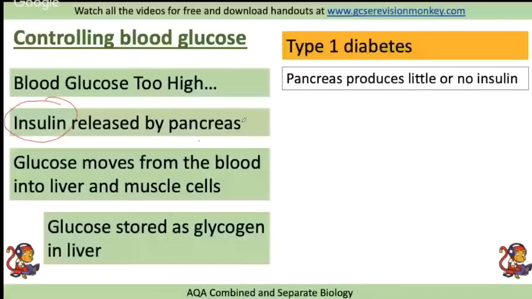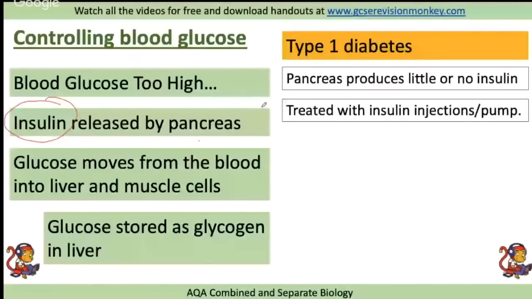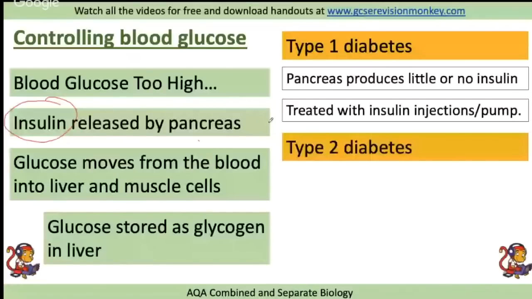So you may well have type 1 diabetes yourself, or know people that are affected by type 1 diabetes. And you may well know that the treatment for that is with insulin injections or an insulin pump. They can't produce insulin, so they need to inject it into their bodies to stop their blood glucose levels getting dangerously high.